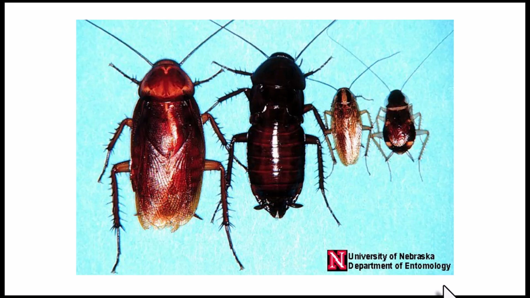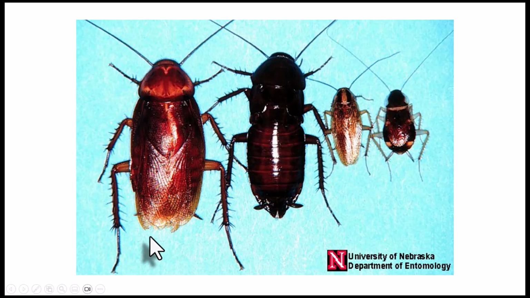If you look at these 4 different cockroaches, the 3 cockroaches you need to know are Americans, Germans, and smoky browns. There is not a smoky brown in this picture. There are 2 extras, but you can see the size difference between a German cockroach, which is the 3rd one, and the American cockroach, which is really large.